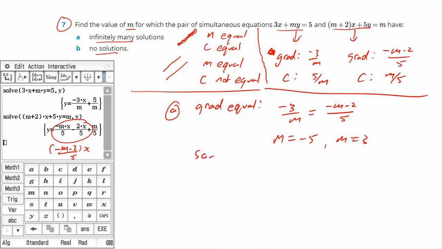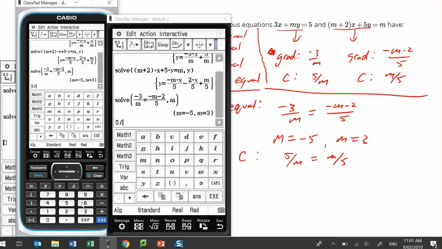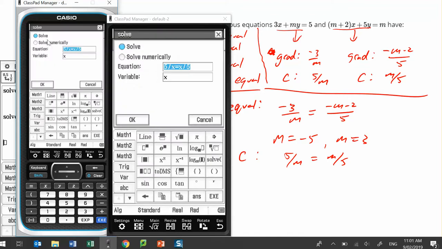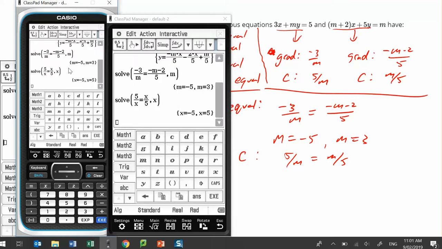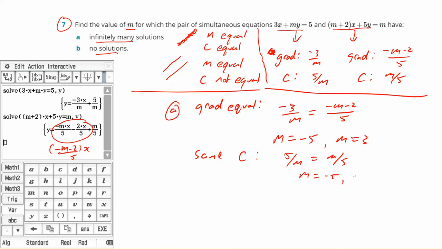We want the same c value. We want the same y-intercept. So you want to make this and that equal, and we see what m values lead to the same y-intercept. So I'm going to go interactive and solve again. So 5 divided by m equals m over 5. I'm going to use x just for convenience, so that I'm not wasting time finding m. Interactive and solve. And we see m equals -5 and 5.